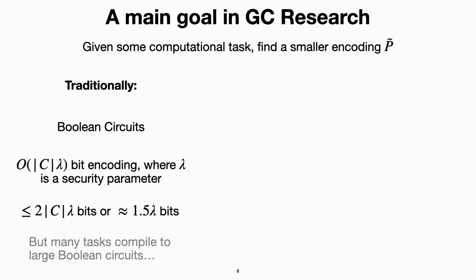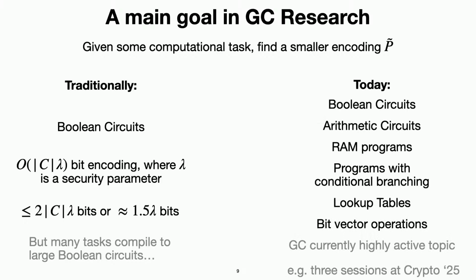There were some beginnings of things. I think Garbled RAM had come onto the scene some 1.5 years earlier, something like this. But this is more or less where things stood. The problem with Boolean circuits is that there are many computational tasks which do not efficiently compile down to a Boolean circuit. So in the last few years, you may have seen papers that do arithmetic circuits, RAM programs, programs with conditional branching, lookup tables, fancy bit vector operations, all sorts of things that trim down the cost of compiling into a garbled program, into this encoding, and get a smaller encoding out of all these different problems.